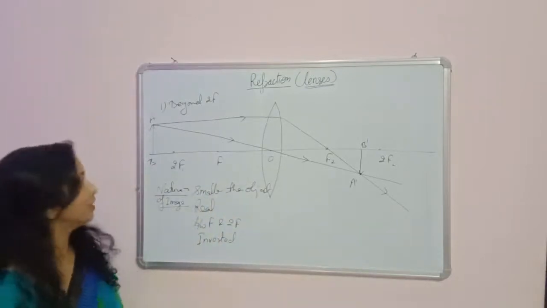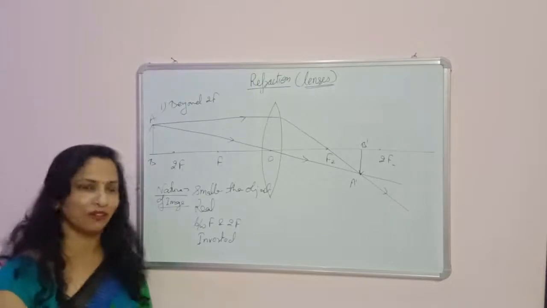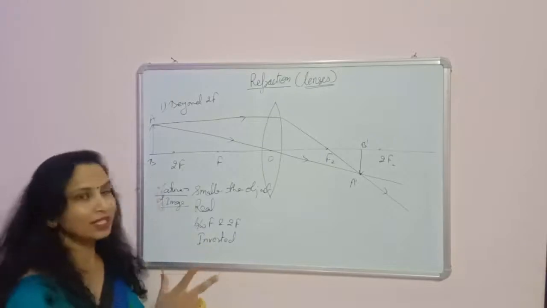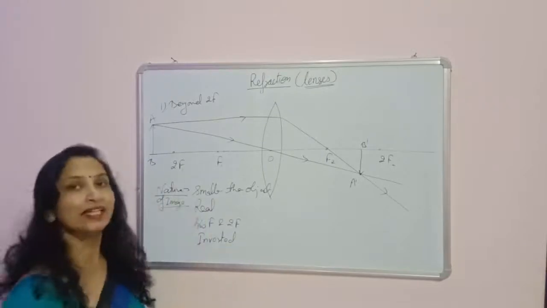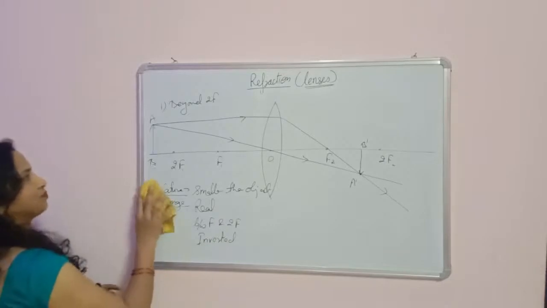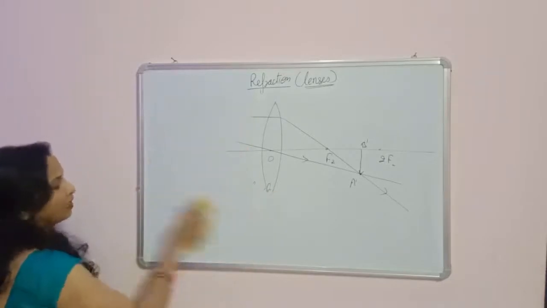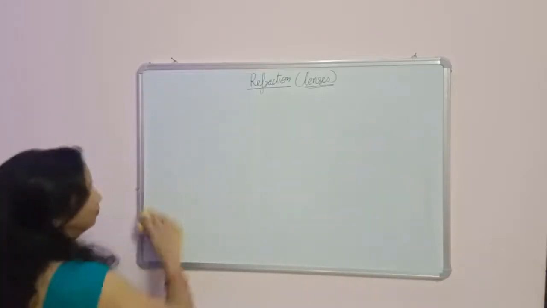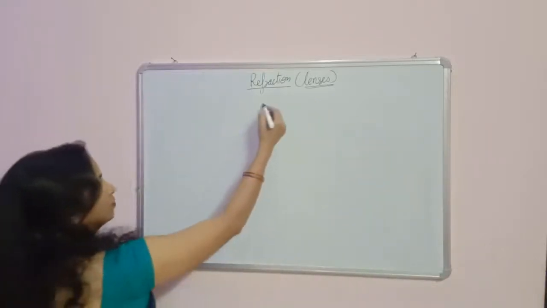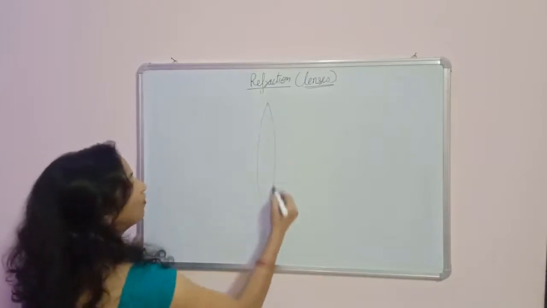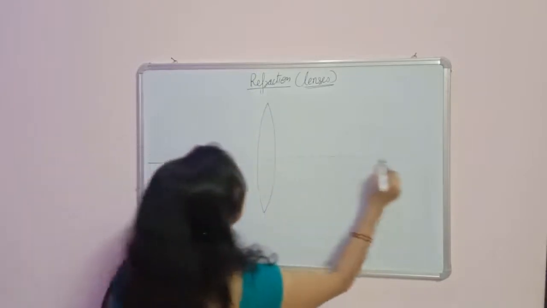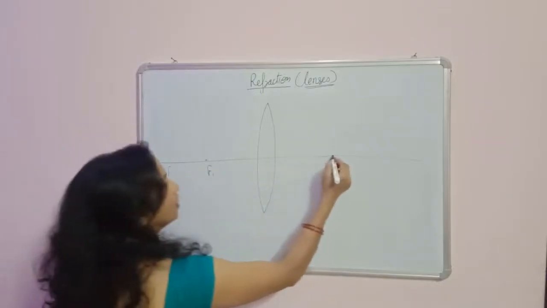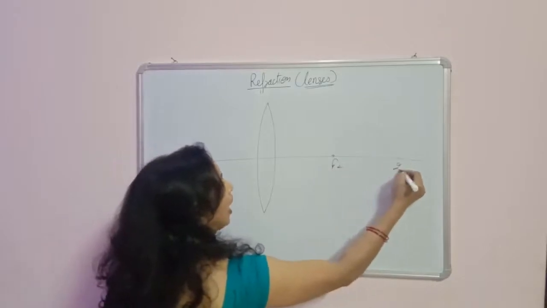Now we are taking the second case, when we are placing the object at 2f. So I am going to rub it. You can pause the video for drawing this image and for writing the nature of the image. Now the second case, we are placing the object at 2f. This is the lens. Always make a thin lens, not the thick one. Thin lens. f1, 2f1, f2 and 2f2.